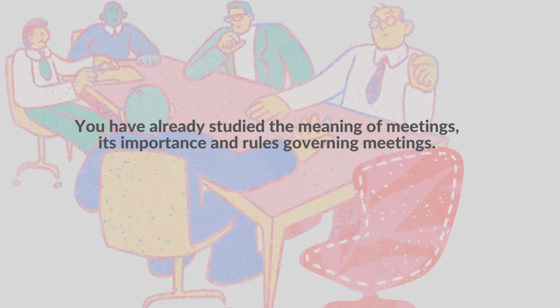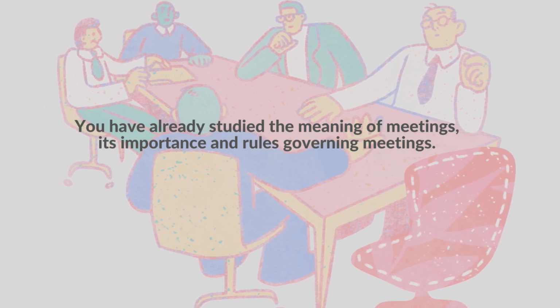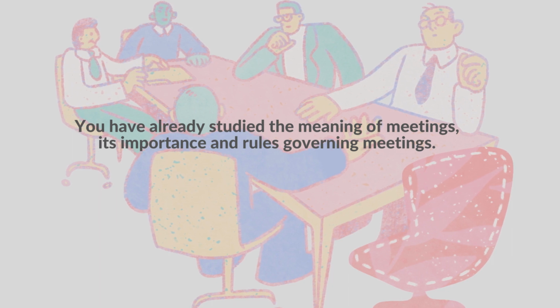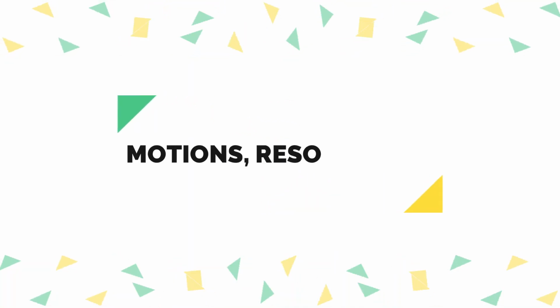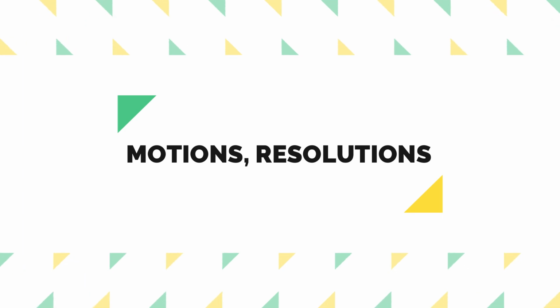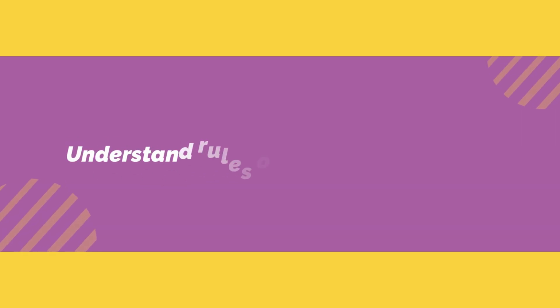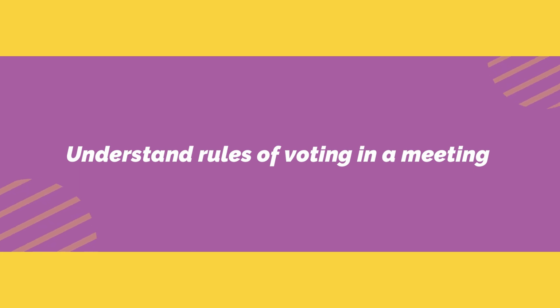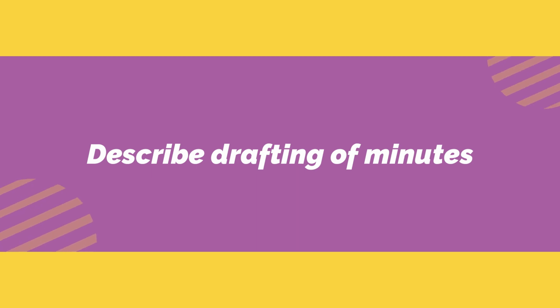We've already studied the meaning of meetings in a previous unit, in a previous PowerPoint. We've studied about its importance and the rules governing meetings. In this unit, we will talk about some other things, more details about meetings, including motion, resolution. We'll also explain the meaning of what is an amendment. We will understand rules of voting in a meeting. We will explain to you the importance of minutes of meetings, and we will also describe drafting of minutes. So, you will get to know almost everything you need to know about meetings by the end of this video.